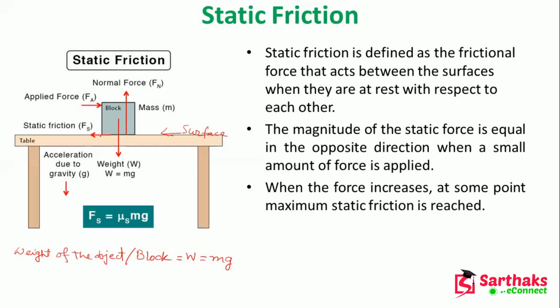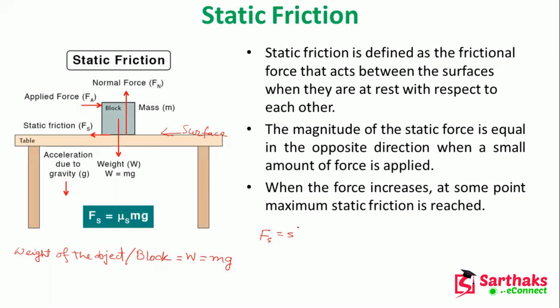So this is the static friction. Static friction means your block or your object is in the rest condition on a surface. It may be your table, it may be your ground, it may be any other surface, but it will be in a rest condition. At that time also you can see that some frictional force is acting just at the interaction between the block and the surface of the plane. So this is the static friction. Okay, clear?